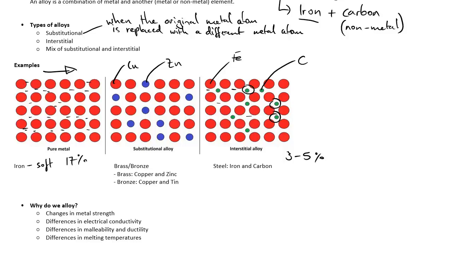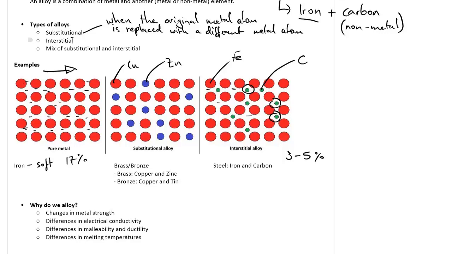So lastly, I forgot to mention the mixture of substitutional and interstitial alloying. So this one is just basically when you have both. Okay, so a scenario when you have both interstitial alloying and substitutional alloying. That's also a possibility. Now, one of the actual examples of that is stainless steel.